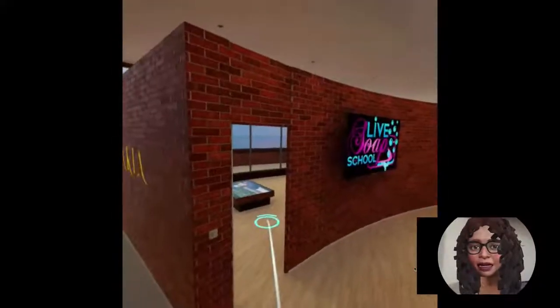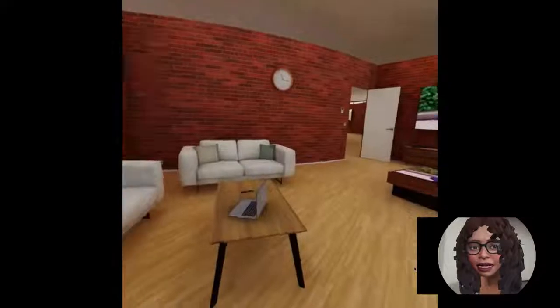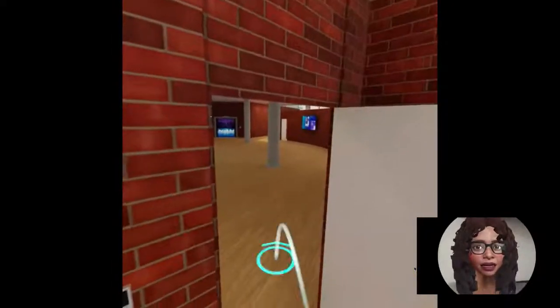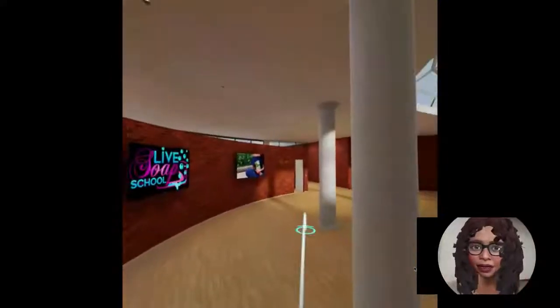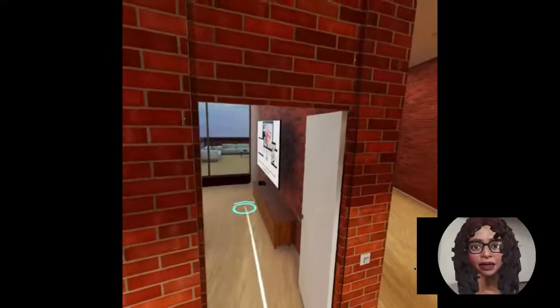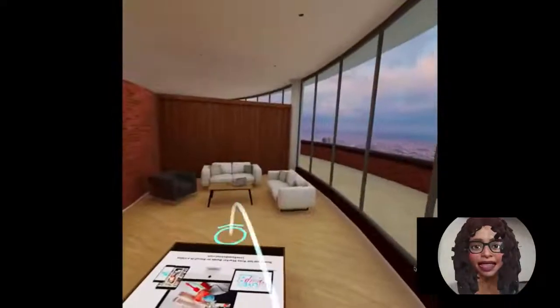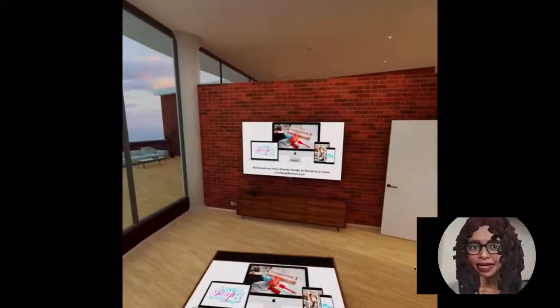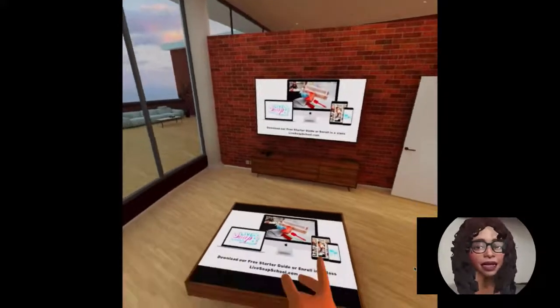The next room is another book, I believe. Yes, this one is the vegan soap cookbook. So all plant-based soap. If people want to learn how to make soap using all plant-based ingredients, that would be the book. And then this one is just an advertisement for Live Soap School.